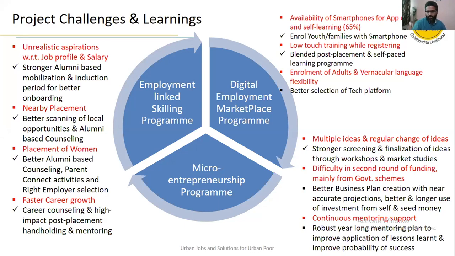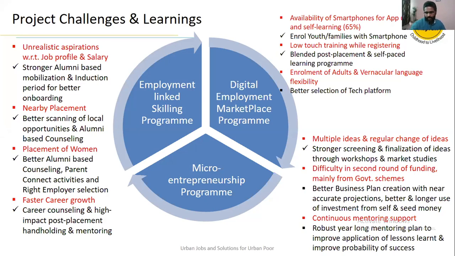When we look at the digital employment marketplace program, one of the problems that we face is availability of smartphones, because only 65% of the youth possess smartphones. Low touch training, because this is a fast-paced model. How do we actually take care of training? The black ones which I've mentioned are solutions: how do we work around this? I'll be sharing this PPT for everyone's common knowledge, and probably some of these will also be shared during the question answer session.